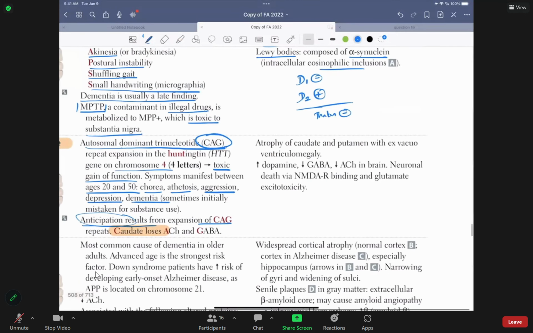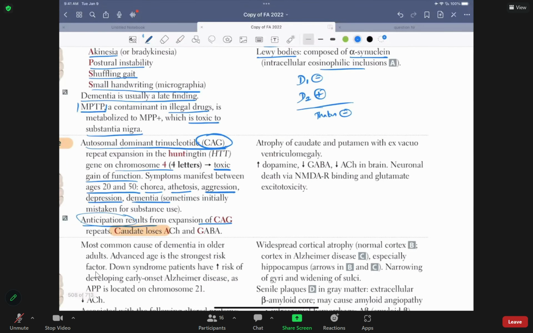Now, even though the book says atrophy of caudate and putamen, it's caudate heads. Okay. Caudate heads. The next thing you need to know: people with Huntington have increased dopamine, decreased GABA, and decreased acetylcholine. Okay. Decreased GABA and decreased acetylcholine. And those also have neuronal death.